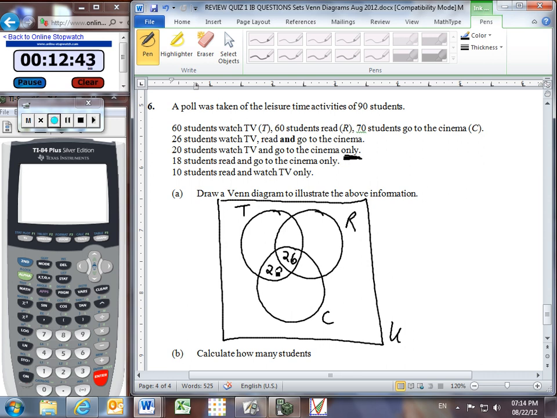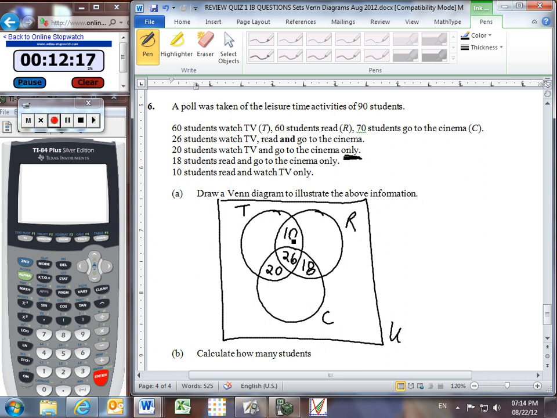That must mean there's a total of 46 who go to the cinema and watch TV, but the ones who only do that and do not read, these are those 20. These are the 26 who do all 3 activities. Continuing, 18 students read and go to the cinema only. There they are. 10 students read and watch TV only. There we go.